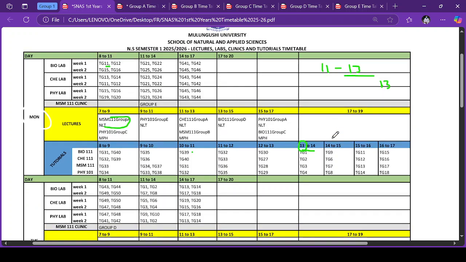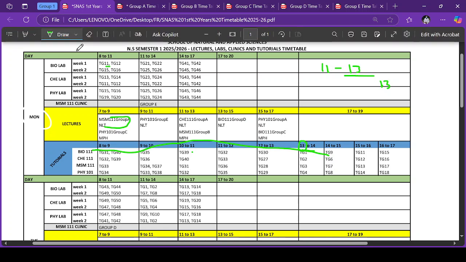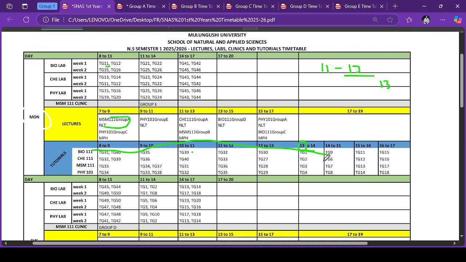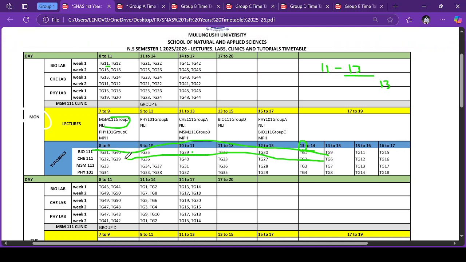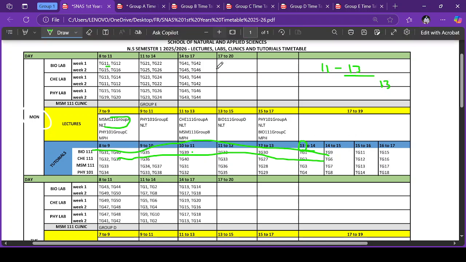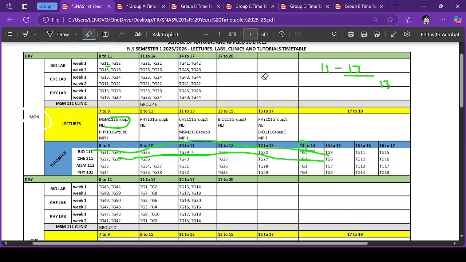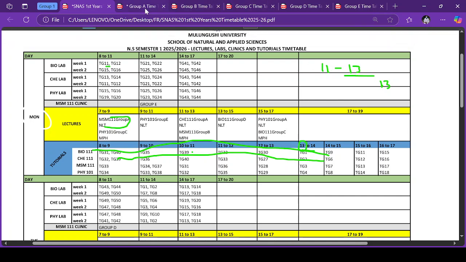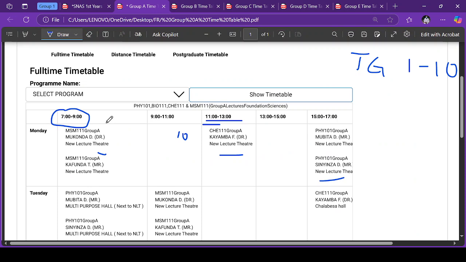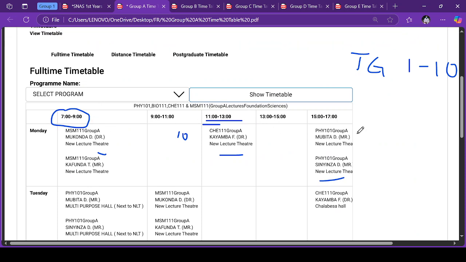So on Monday, you just check what you're having. TG9 is from 14 to 15, you're having a biology tutorial. TG6, you are having a chemistry tutorial from 14 to 19. So this is basically the timetable. For group A, just know that you're having 3 lectures, and then your tutorials can just be here.